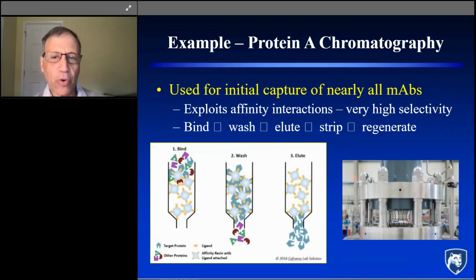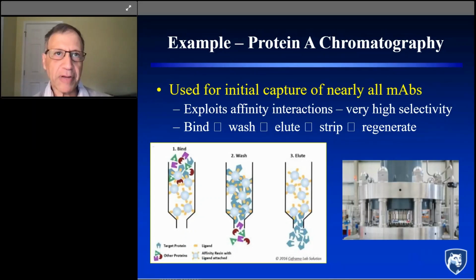You can then pump your antibody solution through that column, bind the antibody to the protein A ligand, wash away impurities, change the buffer conditions to elute the product, strip away any residual impurities, and then regenerate the column for a subsequent cycle. Again, this is an inherently batch process. You can't start the washing step until you've bound all your product. You can't start the elution step until you've washed away all the impurities.